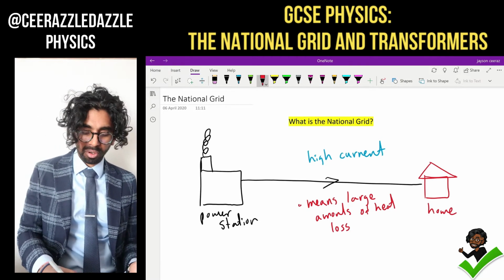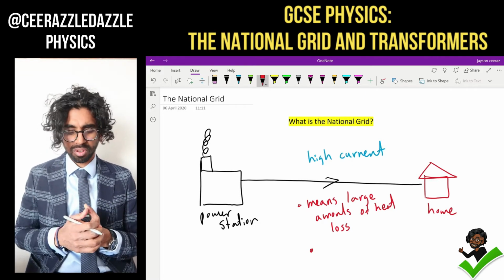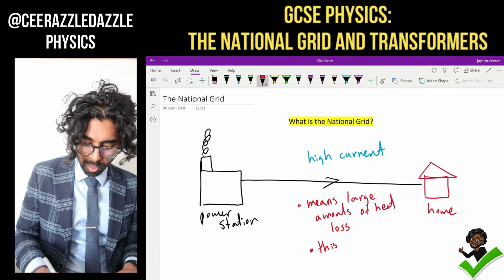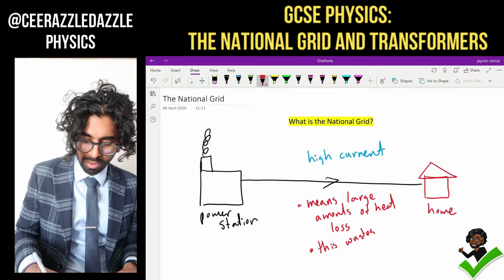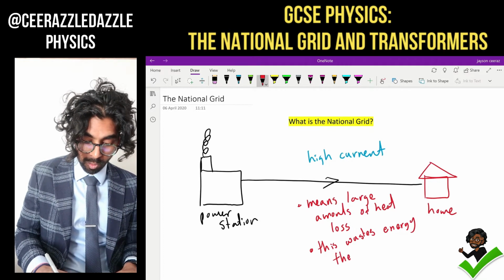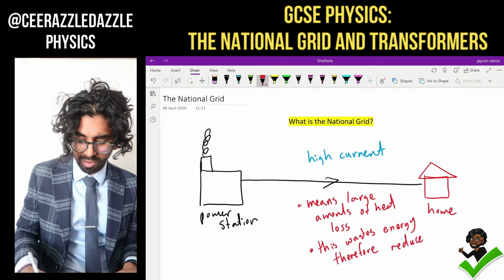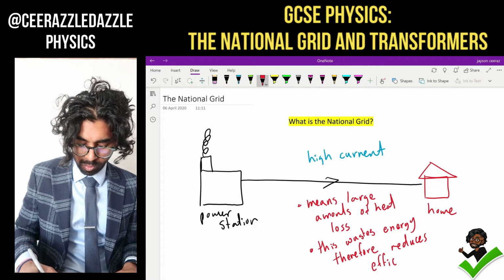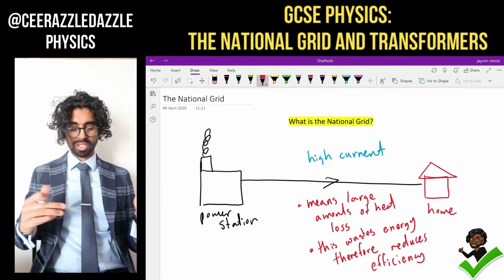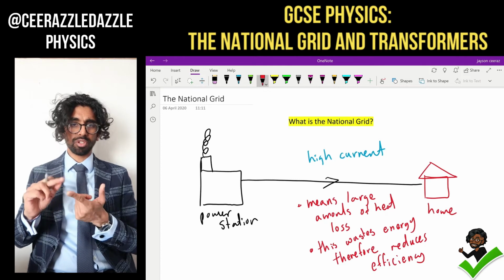Yeah, so the wire is heating up quite a lot. Right, so is that good or bad? Do you want your wires to heat up? Is that useful to us or not? No, it's not. So therefore, this wastes energy and therefore reduces the efficiency. Okay, so this is the problem. If I transmit at high current, I'm getting large amounts of heat loss, therefore reducing the efficiency.